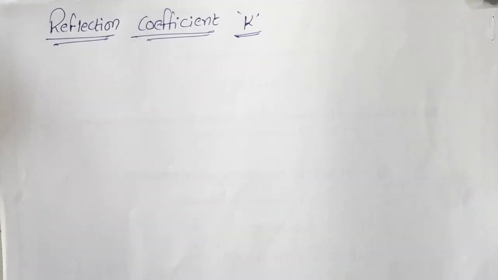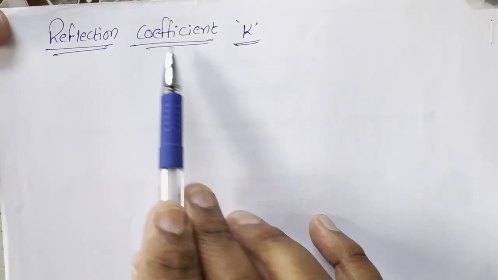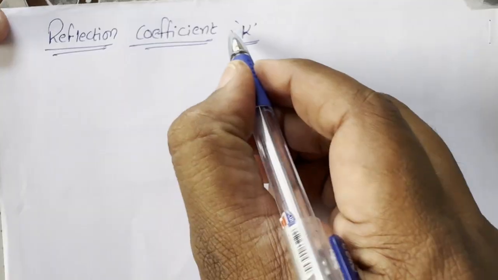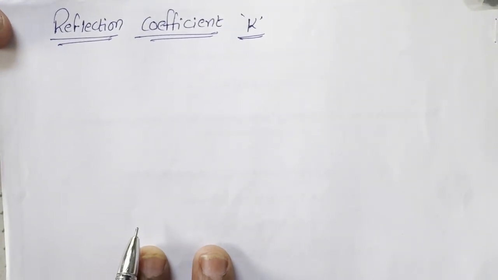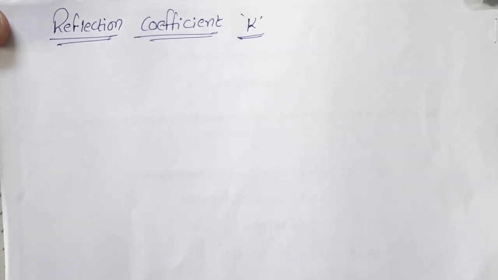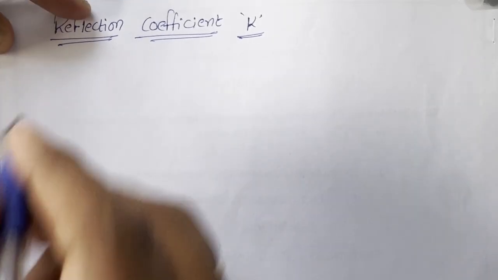Good morning, students. In this section, we will discuss reflection coefficient K, and it is one of the very important topics in transmission lines. Before starting reflection coefficient, we have to know two important definitions: incident wave and reflected wave.